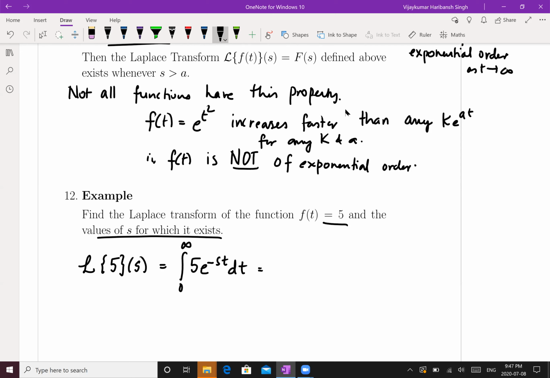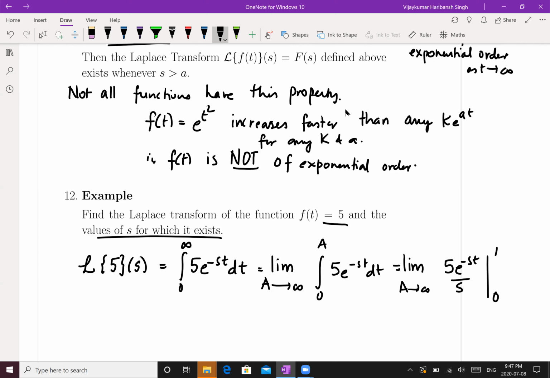That is going to be the limit as t goes to infinity of the integral from 0 to t. Well, we are using t already, so let's use a: the integral from 0 to a of 5 e to the power minus st dt. Now, when I compute this integral, this is going to be the limit as a goes to infinity of 5 e to the power minus st over s, from 0 to a.